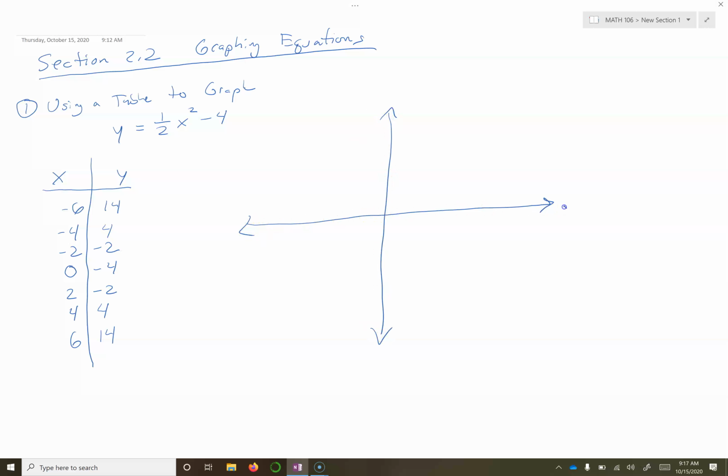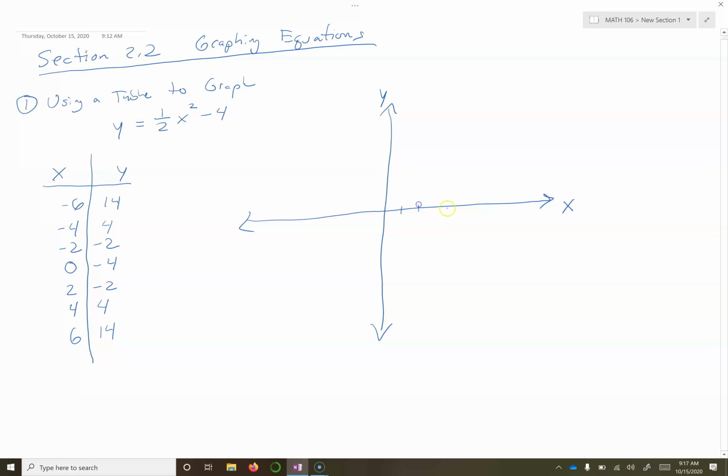And when you set up your x and y axes, you want to make sure that you go out to the most extreme x value and then the most extreme y value. So for x, the most extreme is 6. So 1, 2, 3, 4, 5, 6. And I have to go the same direction negatively. And then I have to get up to 14 in the y. So 1, 2, 3, 4, 5, 6, 7, 8, 9, 10, 11, 12, 13, 14. There you go. So you set up your axes with the extreme values, and then you just plot them.